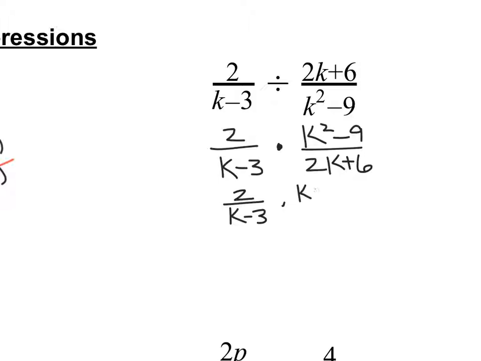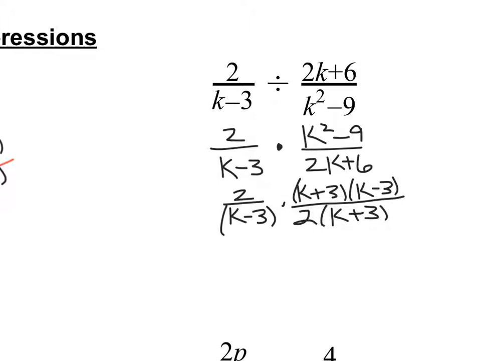So k plus 3, k minus 3. In the denominator, I have a GCF of 2. So 2 times k plus 3. I'm going to put parentheses around that first fraction's denominator so it's easier to see what's going on. And then I have a k plus 3 in the top and bottom, a k minus 3 in the top and bottom. So I'm left with 2 over 2, which just reduces to 1.